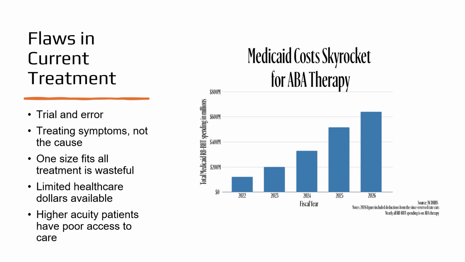By 2026, we are looking at hundreds of millions of dollars for simply managing behaviors. If we redirect even a fraction of these costs toward targeted pharmacological interventions, we wouldn't just be managing behaviors, but treating the underlying causes. Due to this increased Medicaid costs for ABA therapy, higher acuity patients are less likely to receive the treatment that they need and also have poor access to care.